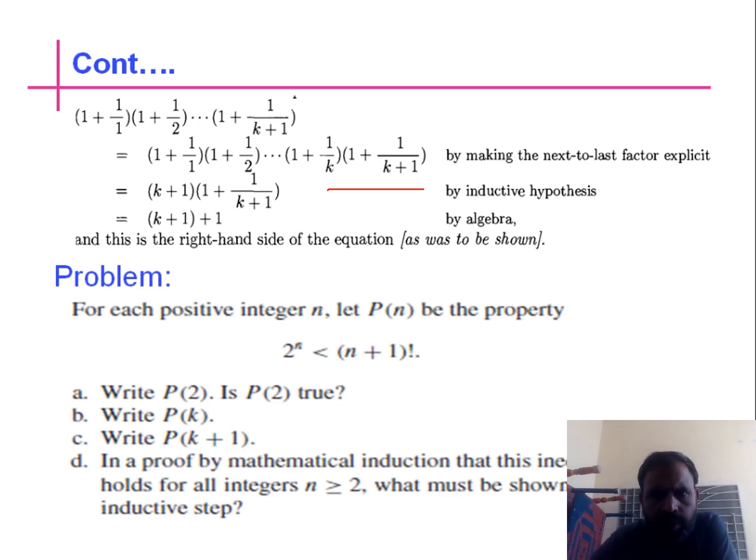Next, the problem: for each positive integer n, let P of n be the property 2 raised to the power n is less than n plus 1 factorial. Write P of k and P of k plus 1. In a proof by mathematical induction, that is, for all integers n greater than or equal to 2, there must be shown the inductive hypothesis.